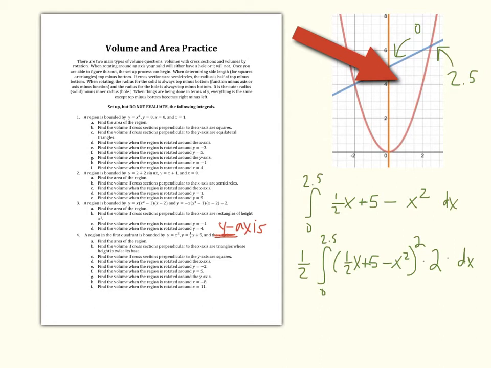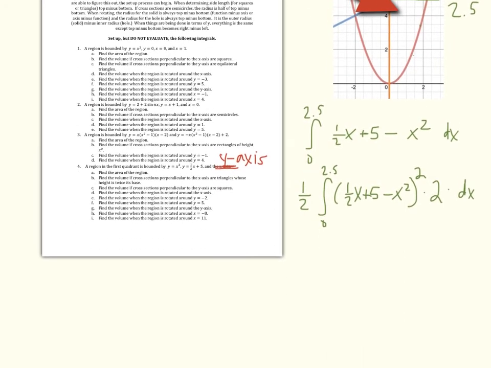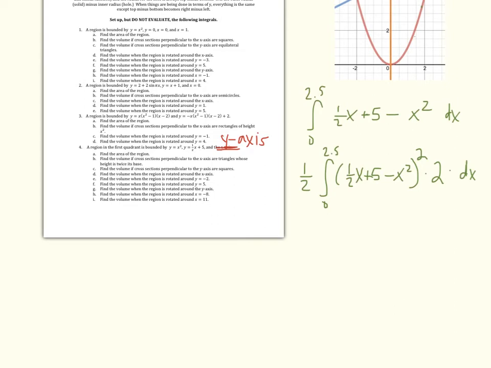Okay, part B, find the volume if cross-sections perpendicular to the y-axis are squares. That's going to look like this. Okay, so it's actually pretty interesting. It ends up being two integrals because at this point right here, it changes from the squared function and the axis to the squared function and the line. So let's scoot this up.